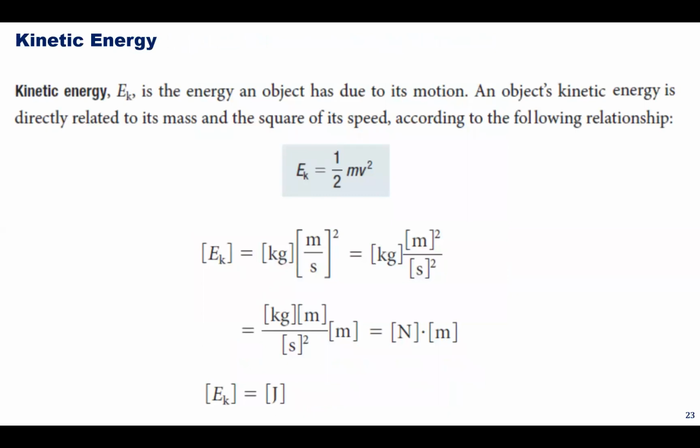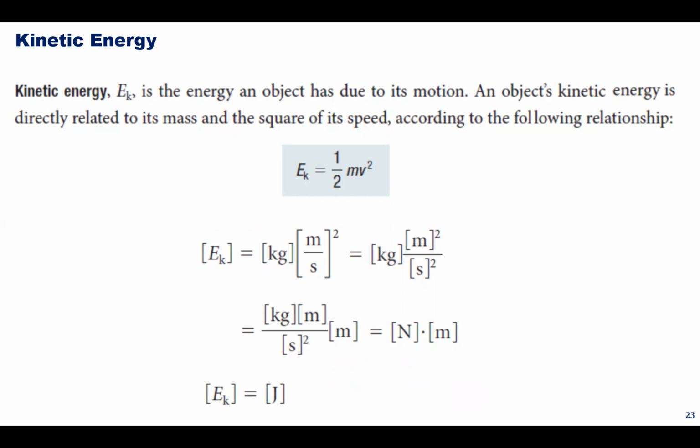Okay, first let's introduce the concept of kinetic energy. Kinetic energy, which is usually denoted by EK, is the energy an object has due to its motion. An object's kinetic energy is directly related to its mass and the square of its speed, according to the following relationship: EK equals 1/2 times m times v squared, where m is the mass of the object and v is its speed.